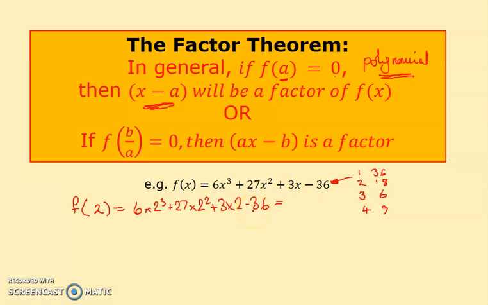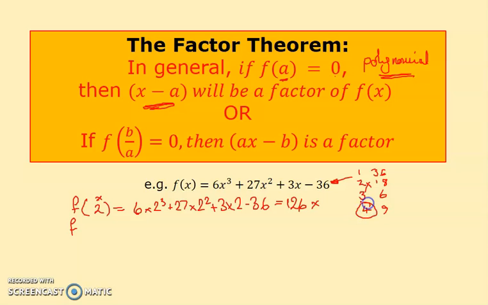So if I just quickly do this, 6 times 2 cubed is 8, plus 27 times 2 squared, plus 3 times 2 minus 36. I get 126. Now the mere fact that it's 126 tells us that was a rubbish guess. So almost like 2 is rubbish. It's not a factor. 2 is not a factor. That doesn't help me. I could pick randomly.